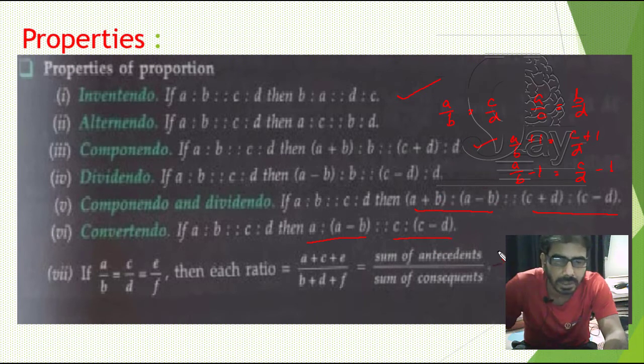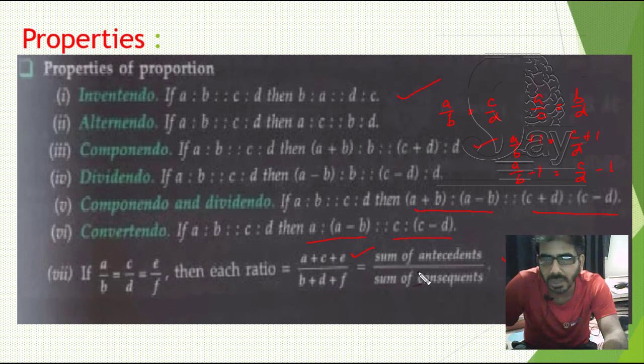Now the last one, and this is one of the important properties, you have 3 ratios, A by B equals C by D equals E by F. Not only 3, you can continue with more terms, more ratios here. So each of these ratios is equal to, when we add the numerators, we get A plus C plus E divided by B plus D plus F. We add the denominators. So each of the ratios, that means A by B equals this, then C by D equals the same, and E by F equals the same.